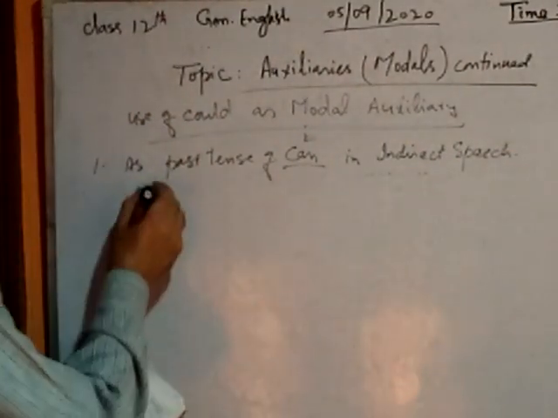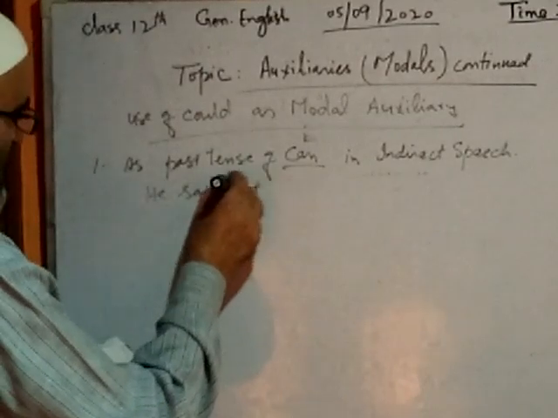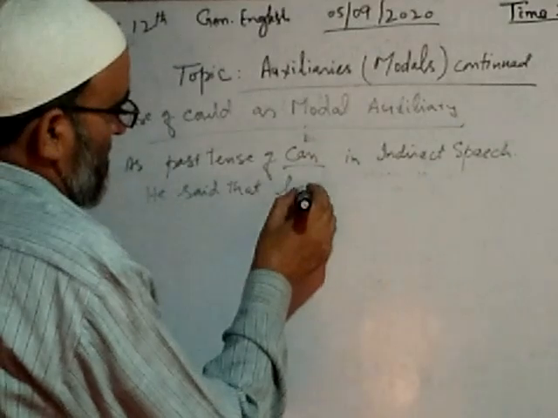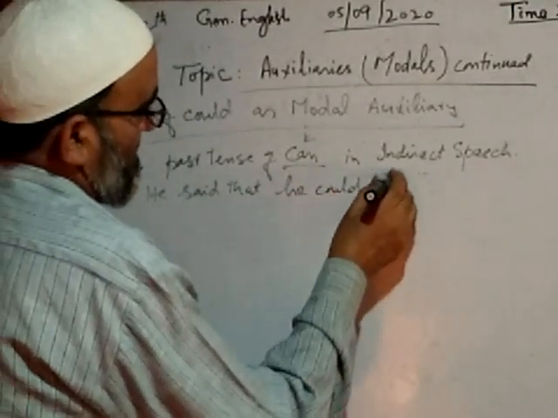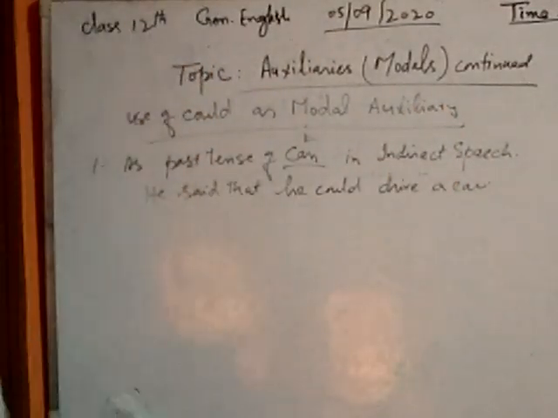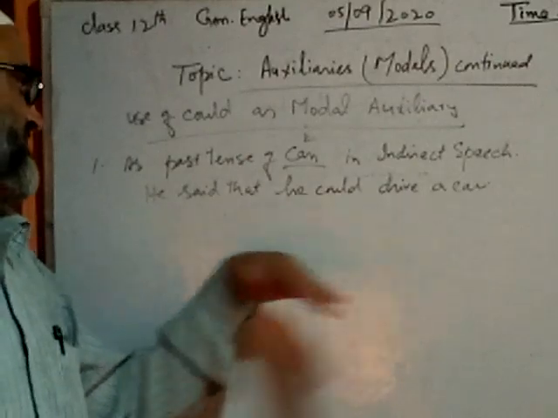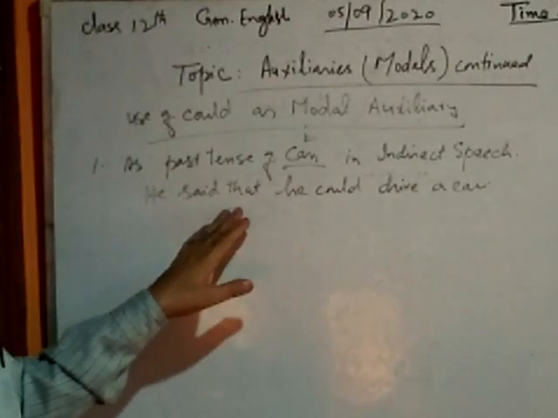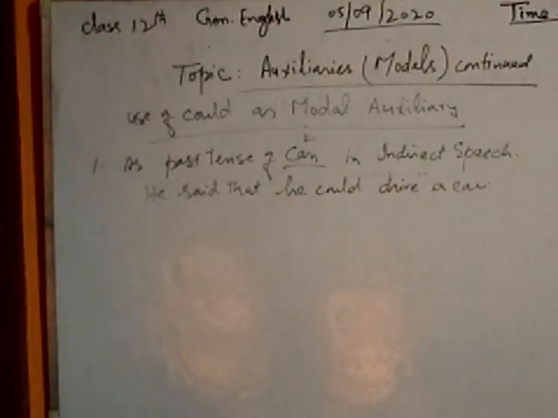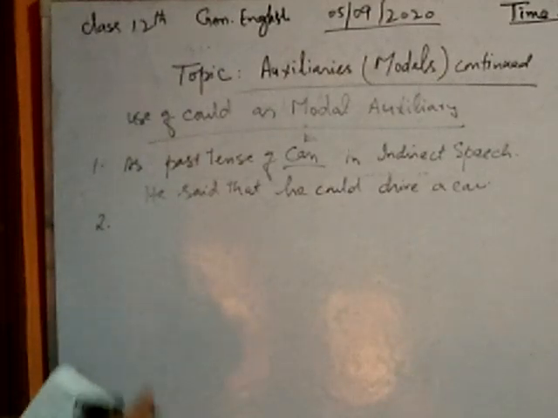For example, he said that he could drive a car. If we look at the direct speech, he said, I can drive a car. Its indirect is: he said that he could drive a car. Yes, dear students. Number two is ability in the past.